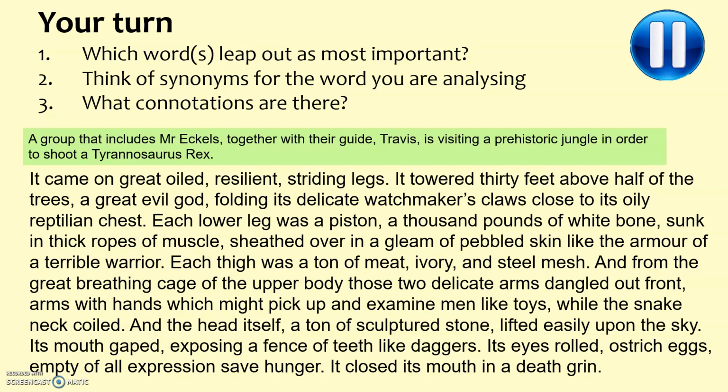But I'm going to go quiet now for a few seconds in order to allow you to pause this, and what I want you to do is decide which ones you're going to choose for number 1. Then choose one line and think of some synonyms and any connotations that you can think of to do with it, what it makes you think of. So I'm going to go quiet now and give you a chance to have a go.